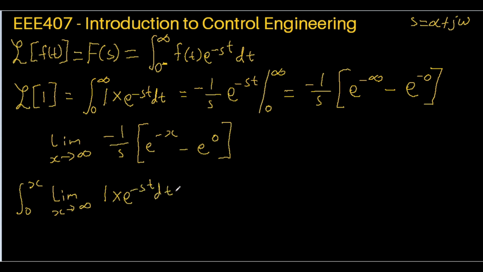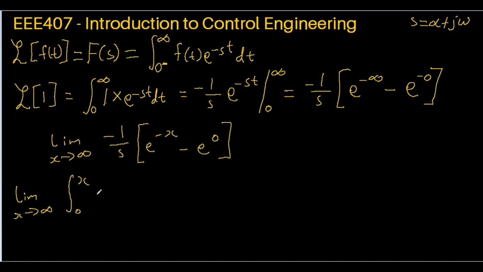Actually, we could take the limit out of this integral. It's effectively the same thing, so the limit should be outside. So the limit as x tends towards infinity of the integral. Let me rewrite that in the appropriate way. This should be the limit as x tends towards infinity of the integral from 0 to x of 1 multiplied by e to the power of minus st dt.